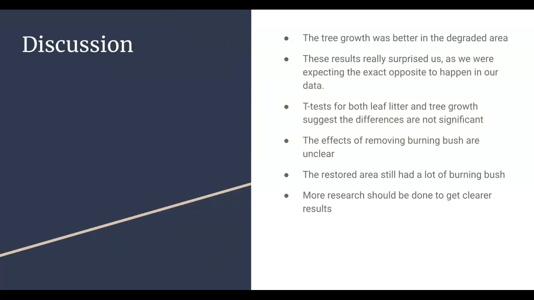And the tree growth was better in the degraded area than in the restored area, which surprised us as it went against our hypothesis. We did t-tests for the leaf litter and tree growth, and each of them suggested that the differences weren't significant, so we could not come to any conclusions with our data. Therefore, the effects of removing burning bush remain unclear.